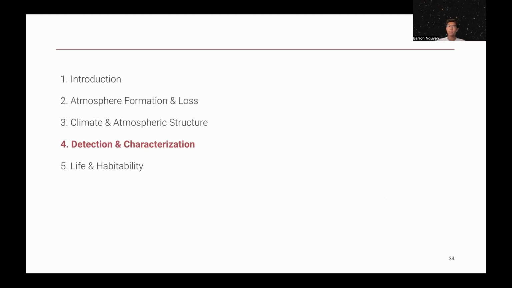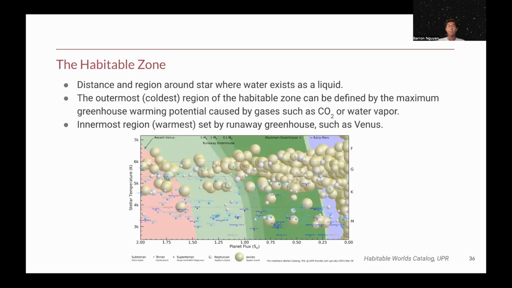So that's it for the detection and characterization. And then I want to talk about the implications regarding life and habitability, because that is a big question and area of interest for a lot of people. So again, the habitable zone. What is it? I know some of you probably already know about this concept, but I'll go over it in more detail and specify more about its definition.